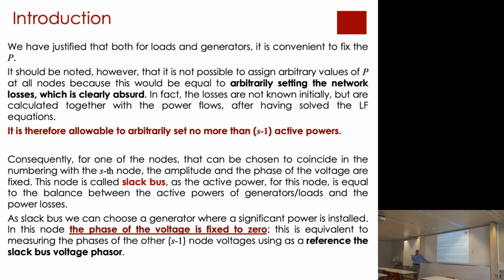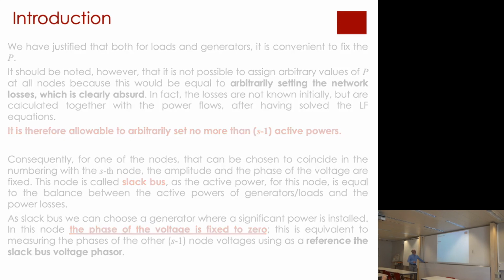because you still need to fix two quantities in this node. So we said that we cannot fix active power. We said that we cannot fix reactive power because it's a generation bus. So you have to fix two quantities. What you fix: the voltage module and the voltage phase for the slack. Okay? So again, it is our reference for the slack bus voltage phasors.